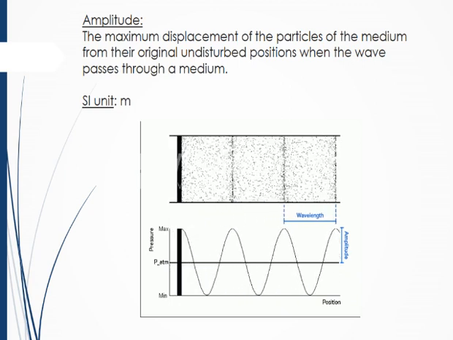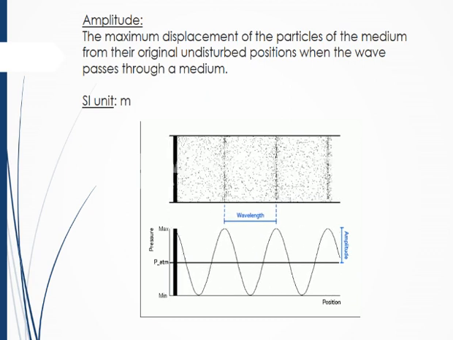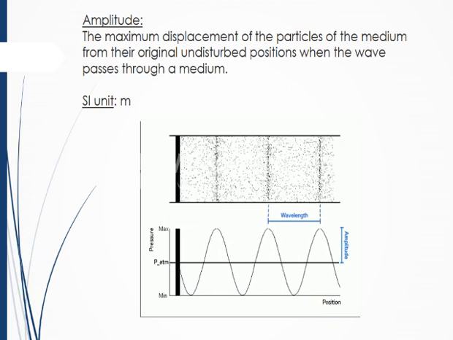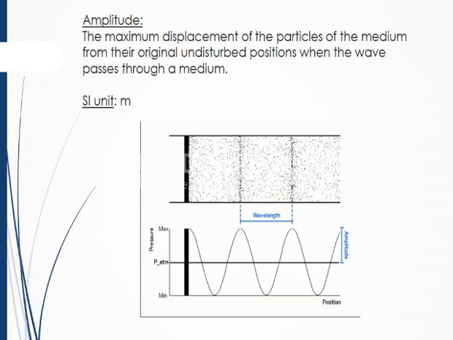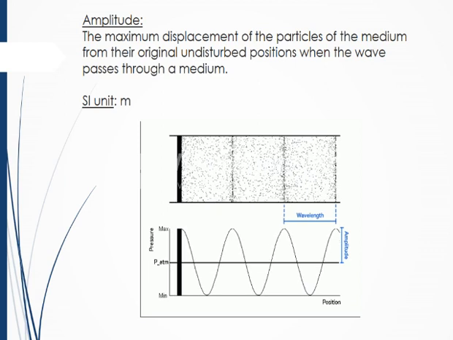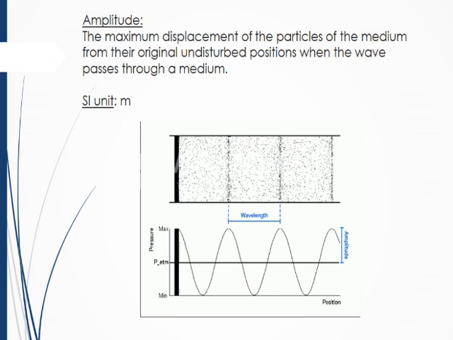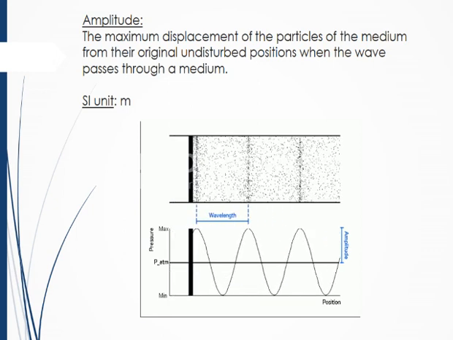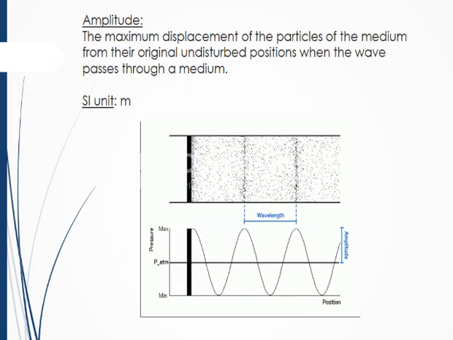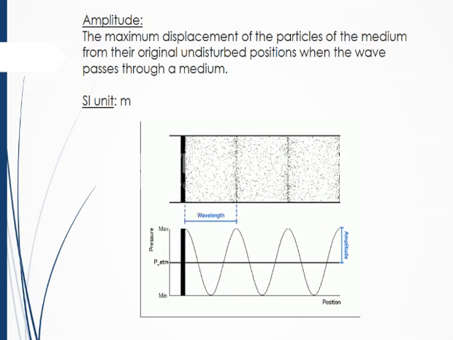When a wave passes through a medium, the particles of the medium get displaced temporarily from their original undisturbed positions. The maximum displacement of the particles of the medium from their original undisturbed positions when a wave passes through the medium is called the amplitude of the wave. The term amplitude is in fact used to describe the size of the wave. The SI unit of measurement of amplitude is meter, though sometimes it is also measured in centimeters.